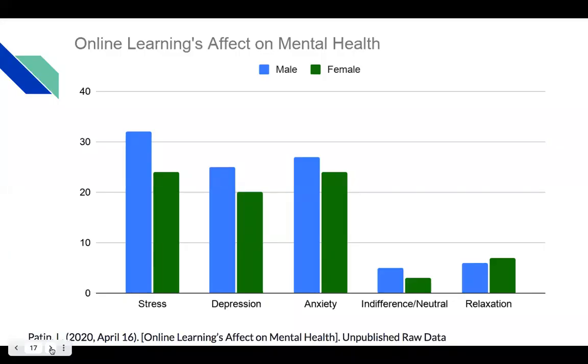For our final graph, we looked at how online learning has affected students' mental health, which we separated down by male and female. And as you can see by the graph, most people expressed increased feelings of stress, depression, and anxiety after the switch to online learning, with only a few students expressing increased relaxation and the minority feeling indifferent. The trend seems to be similar for both males and females.